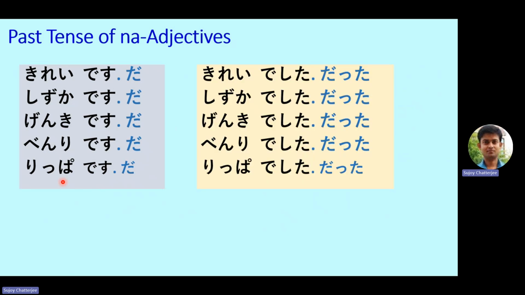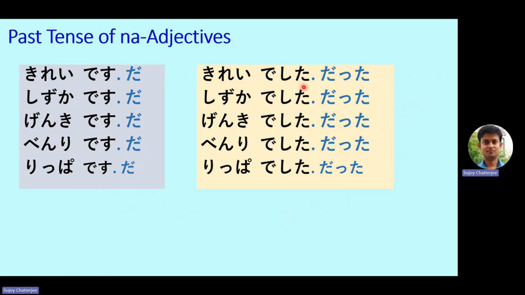Now, if we translate these to past tense, it will become kirei deshita. So this is very simple. Unlike the i-Adjectives which had katta, this becomes deshita. So there is no change in the adjectives in fact. Kirei remains kirei. It doesn't become kire, it doesn't become kireku nakatta. It's just kirei deshita in the past tense.